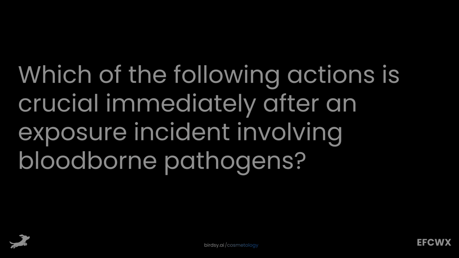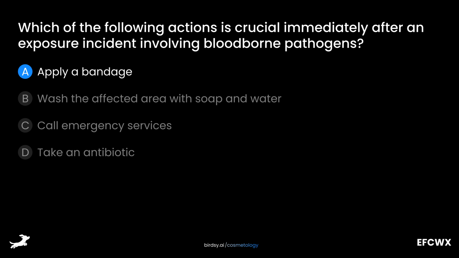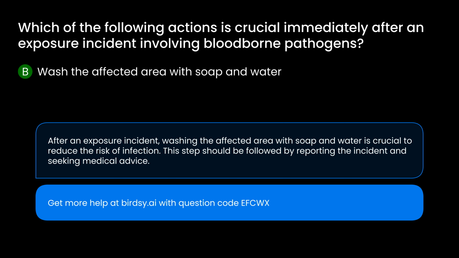regulations. Which of the following actions is crucial immediately after an exposure incident involving bloodborne pathogens? Is it A, apply a bandage, B, wash the affected area with soap and water, C, call emergency services, or D, take an antibiotic? The answer is B, wash the affected area with soap and water. After an exposure incident, washing the affected area with soap and water is crucial to reduce the risk of infection. This step should be followed by reporting the incident and seeking medical advice.